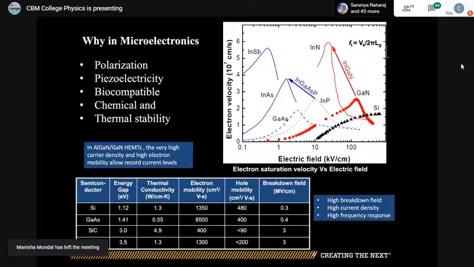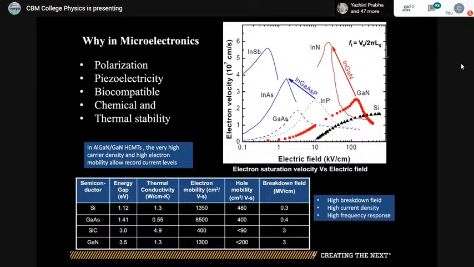We have silicon, gallium arsenide, silicon carbide, and gallium nitride. The energy gaps are also given. The energy gap of silicon is 1.12 eV, gallium arsenide is 1.4 eV, silicon carbide is 3, gallium nitride is around 3.5 eV. The thermal conductivity of gallium nitride and silicon is almost matching very well. So you can coat or deposit gallium nitride material on silicon, and you can have the same thermal conductivity matching.